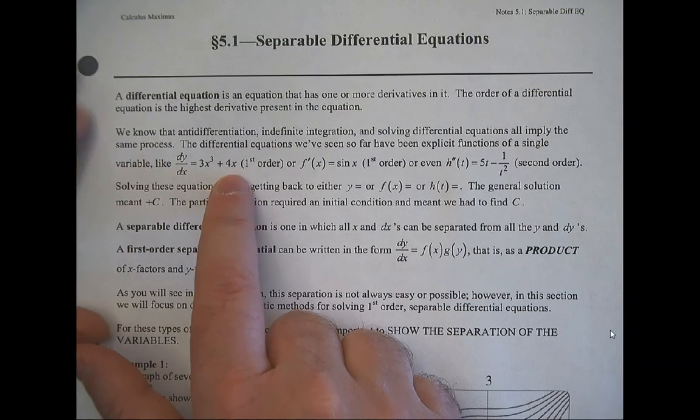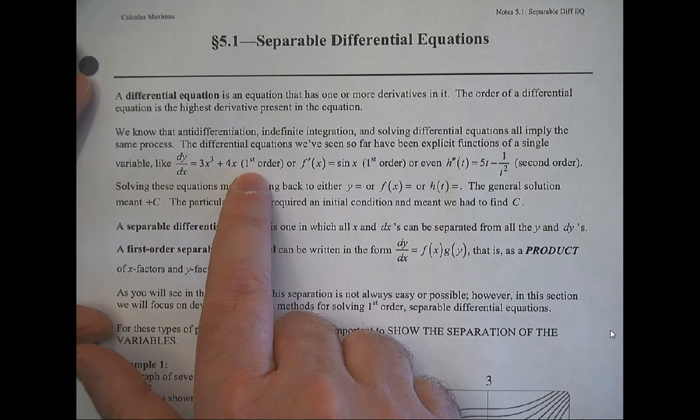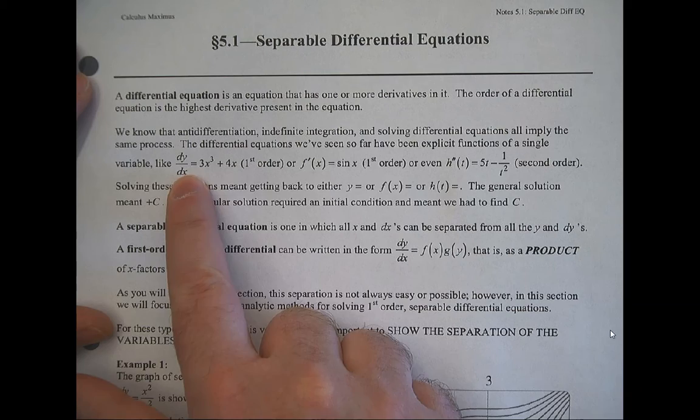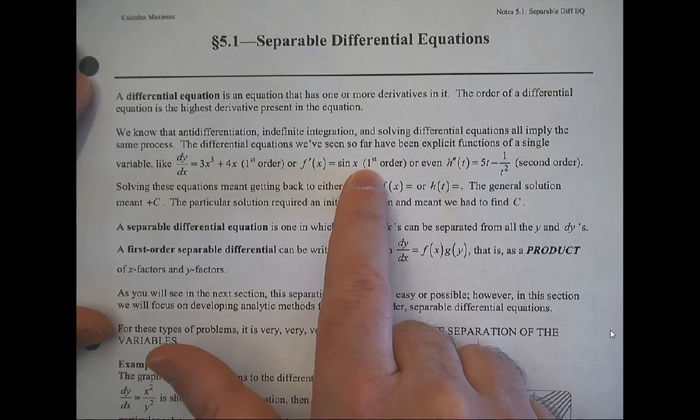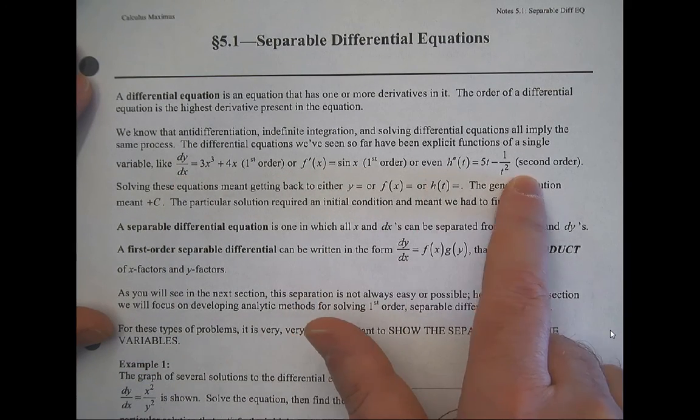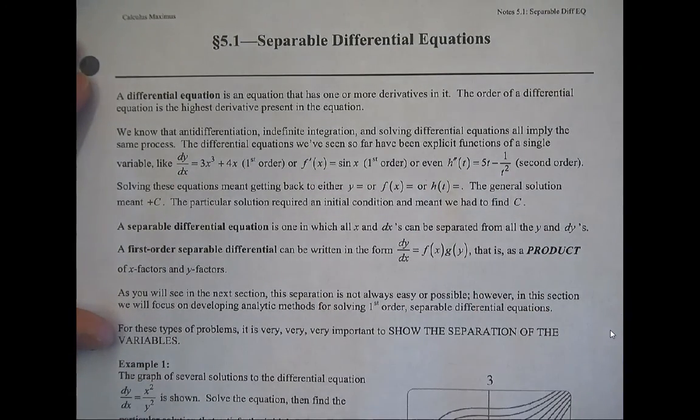So we've got what's called a first order differential equation. That means that we only took the derivative once. F prime is another first order. H double prime is a second order, and there are third order ones, and you could go on from there.